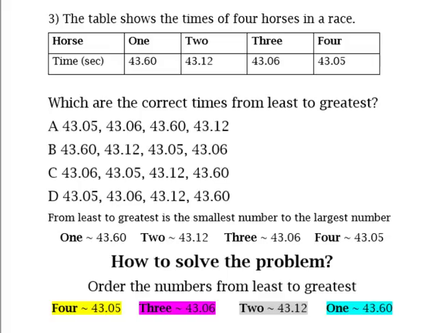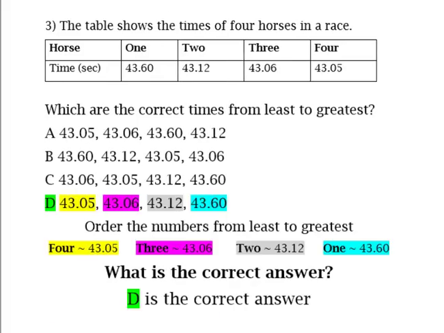Looking at the answer choices, can you tell me which of these answers match what we have below? If you said D, you are correct. D matches what we put for how to solve the problem from the least time to the greatest time. Let's move to question number 4.